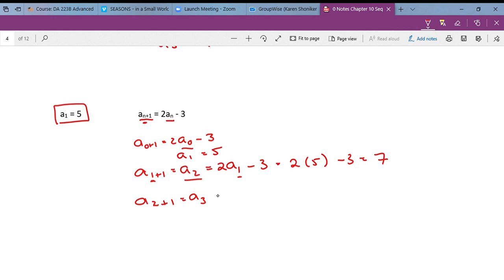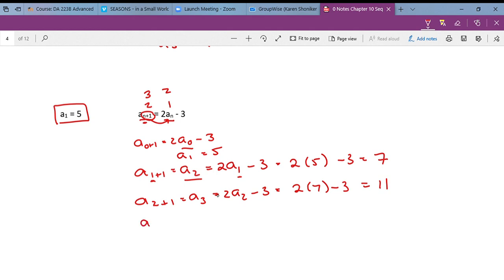But when you're finding the second term, it's based on the first term. When you're finding the third term, it's based on the second term. It's because whatever goes in here is 1 more than the n value in here. It's just another way of showing a recursive sequence. So if you're finding the third term, it's 2 times the second term minus 3. So it'd be 2 times 7 minus 3, or 11.